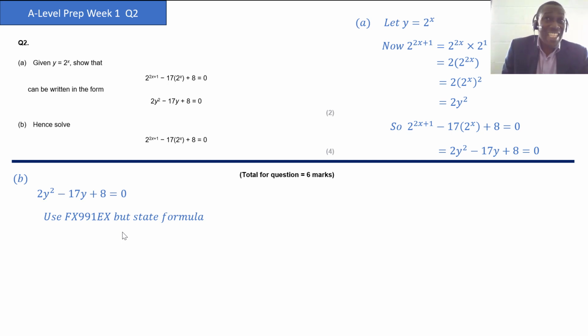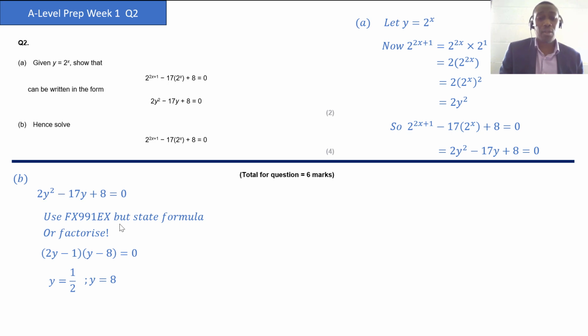Now, in this case, to be honest with you, you could use the calculator to get the answer, but this one is actually just easy to factorize, so you can just factorize it. That's the factorization there, which I think is a quick one to come up with, is equal to 0. So once you do the factorization, you get your double brackets, then for the first bracket equal to 0, that means y is a half. The second one, y is equal to 8. Okay, so those are your two y values. And if you use the 991EX, those are the values you would get.